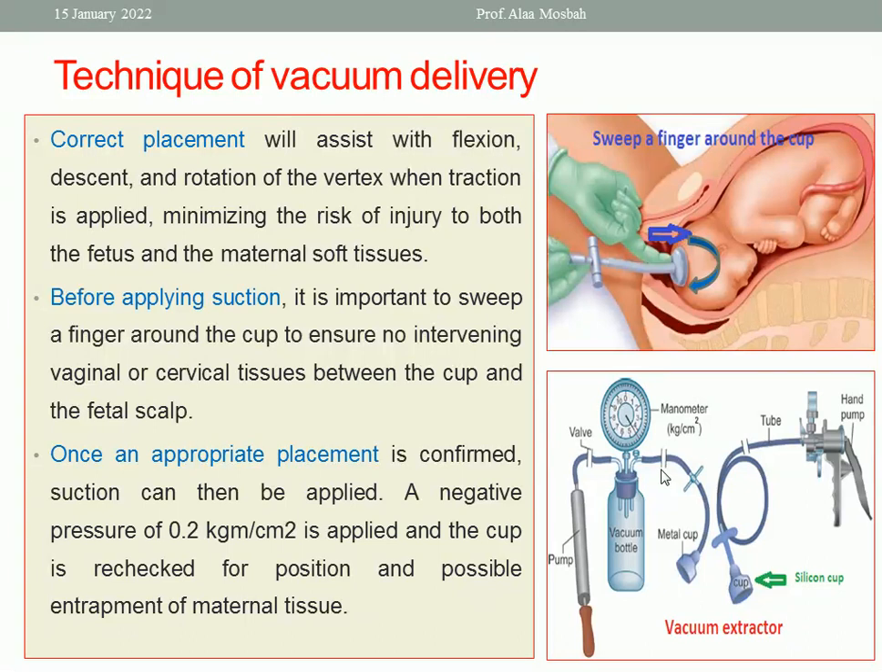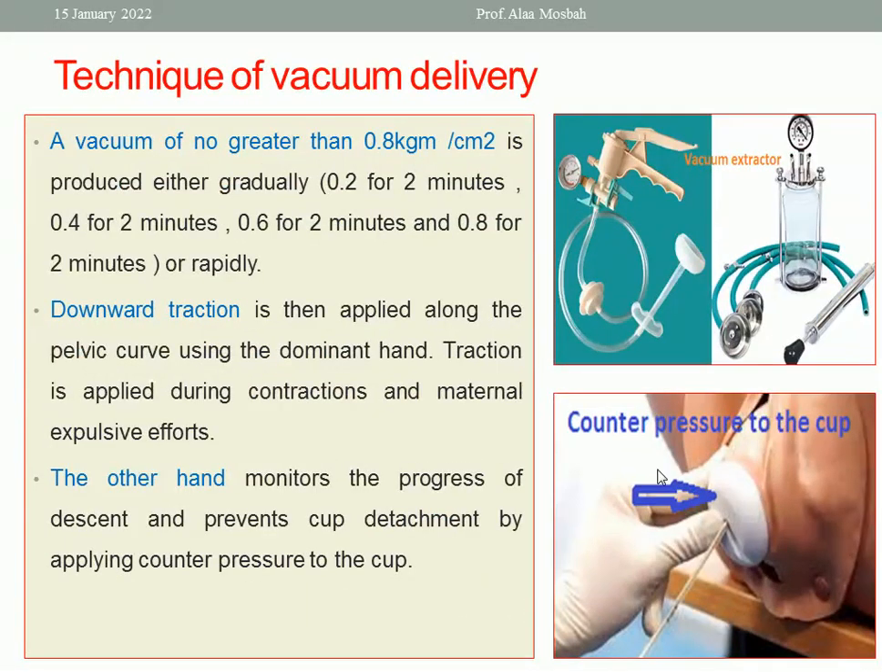2 minutes at 0.2 kilogram, 2 minutes at 0.4 kilogram per square centimeter, of course, 2 minutes at 0.6 kilogram, then reaching another 2 minutes at 0.8 kilogram. So I'm starting the negative pressure gradually, 0.2, 0.4, 0.6, 0.8, and at each level we give 2 minutes. This is called the gradual suction.